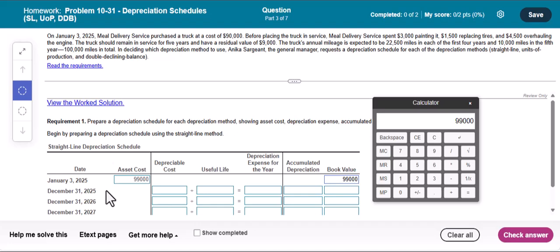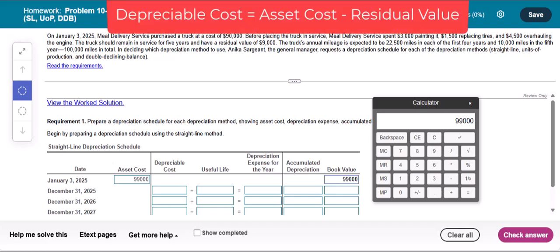So we need to figure out the depreciable cost. Depreciable cost is the maximum we can depreciate the asset, and we can't depreciate all $99,000 because, again, there is a residual value of $9,000. So from 99,000, we subtract 9,000 in order to get 90,000 depreciable cost in the first year. And again, depreciable cost is the asset cost minus the residual value.